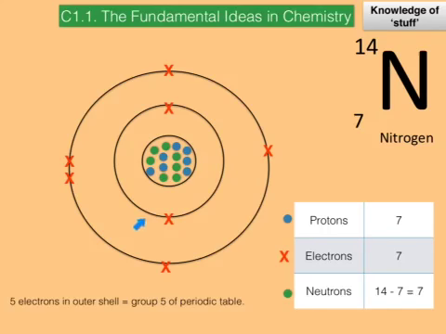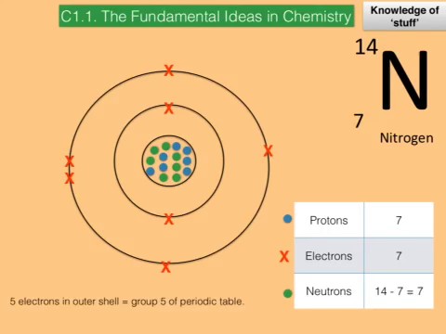Your first shell can only take up to 2 electrons, so it can't take any more than 2 electrons. So in this case, I've put 2 electrons in the first shell. But overall, I've got 7. So I still need to add another 5 electrons. So that's what I've done in the next shell. 1, 2, 3, 4, 5.